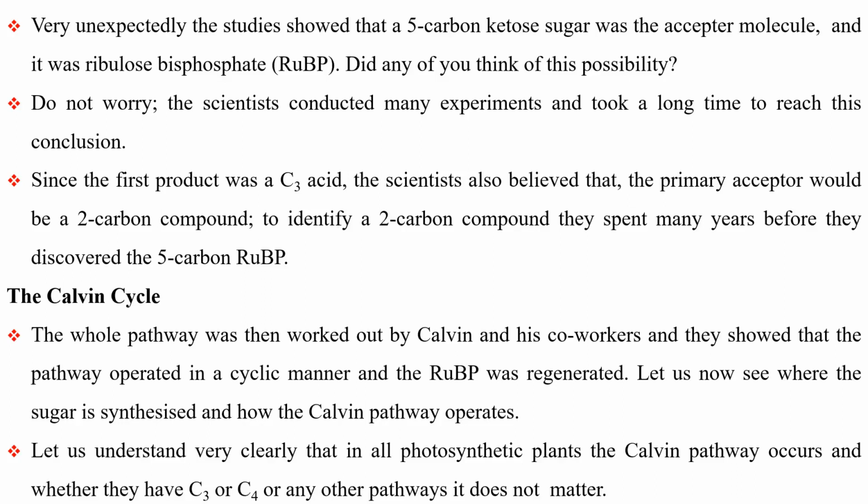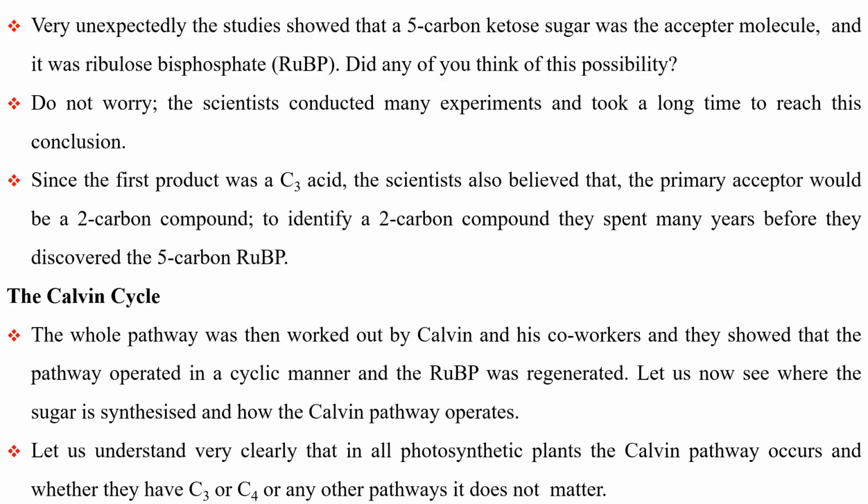Since the first product was a C3 acid, the scientists also believed that the primary acceptor would be a 2-carbon compound. To identify a 2-carbon compound, they spent many years before they discovered the 5-carbon RuBP. The whole pathway was then worked out by Calvin and his co-workers, and they showed that the pathway operated in a cyclic manner and the RuBP was regenerated. Let us now see where the sugar is synthesized and how the Calvin pathway operates.